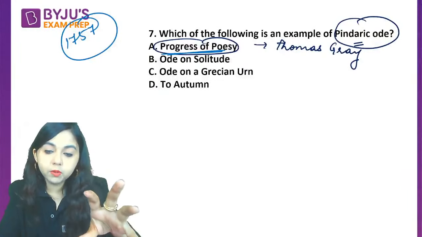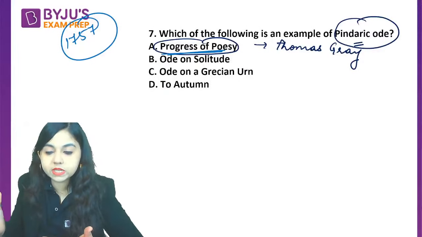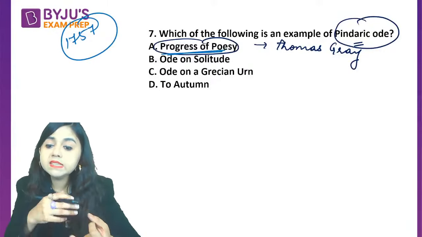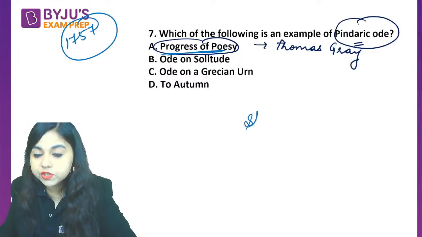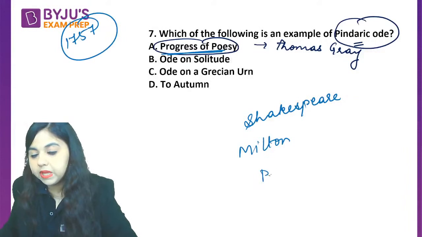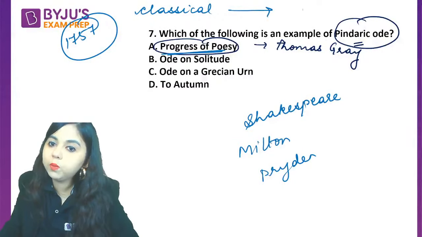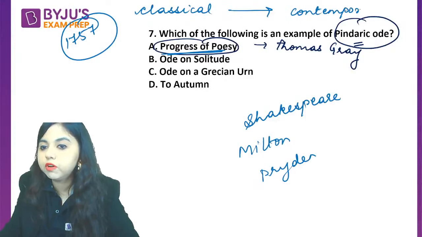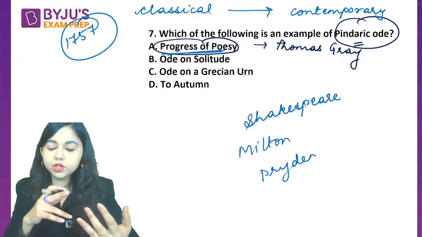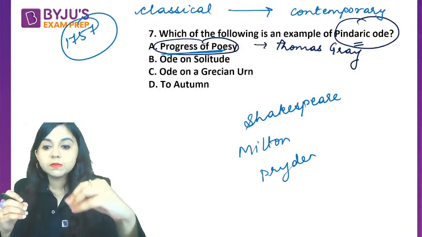Also, please remember, in this particular poem, Gray is tracing the progress of poetic art from classical times to contemporary times. The poem has references to Shakespeare, Milton and Dryden. He's trying to give us a proper understanding of how poesy is developing. The structure of the poem, Progress of Poesy, is actually very similar to the Pindaric ode.